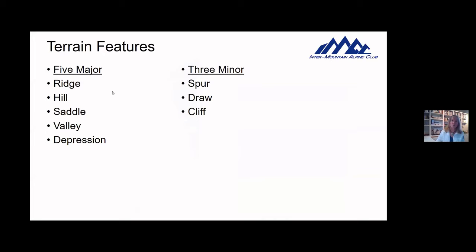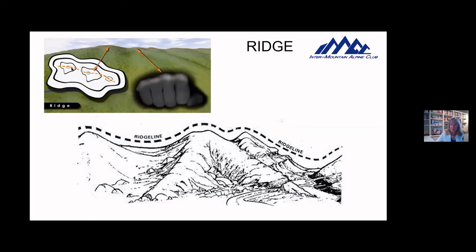Okay, terrain features. We're going to cover 5 major, 3 minor. There's lots more, but for this, I'm going to show you a ridge. This is what you're looking at here, and this is how you compare a ridge to your fist.